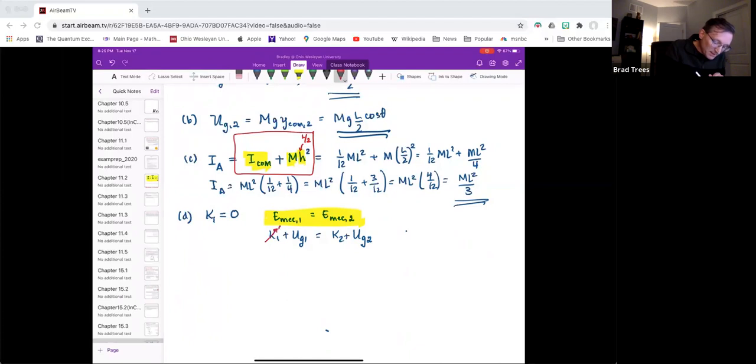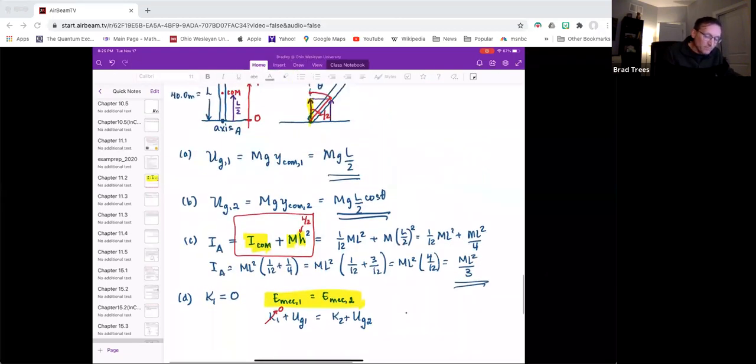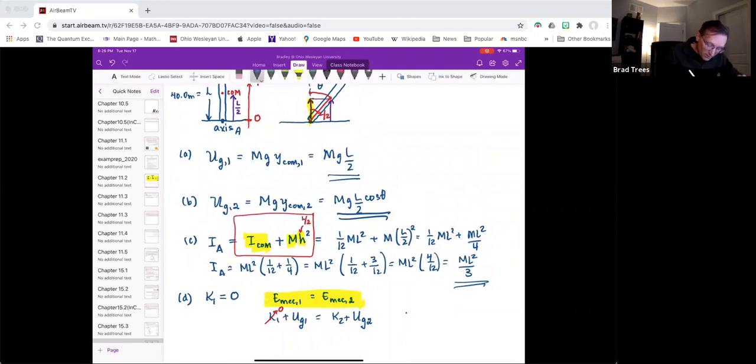Now, I'm told I can set K1 to 0. Fine, I'm happy to take anything that simplifies it. But the other ones aren't 0. So let's write down symbolic expressions for all the other energy forms. You can see, I hope, that this problem is setting you up step by step. In part A, we got an expression for U grav 1. There it is, mg L over 2. So for the U grav 1, mgL over 2.